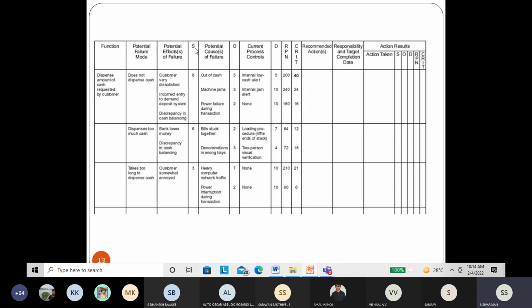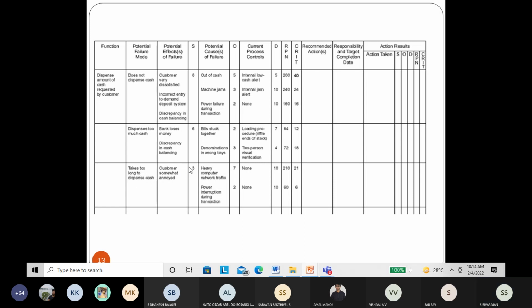And please note, S means severity, O means occurrence, frequently occurring or less frequently occurring. D means detection. So they are giving some numbers. 8 means it is very severe, 10 means maximum severity, 1 means less severe. Out of this, taking too long is less severe, because you know very well, not dispensing cash is a problem. Long means it's okay.